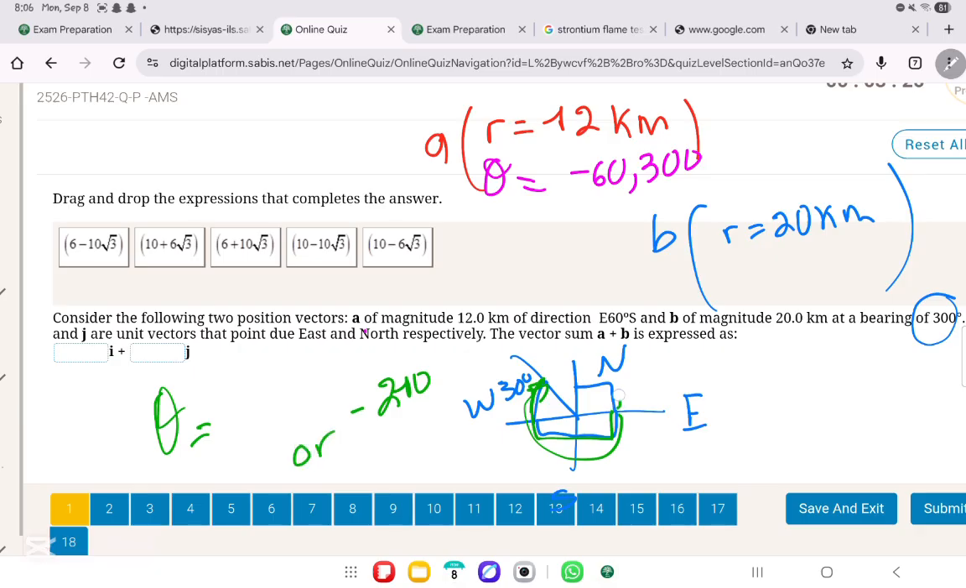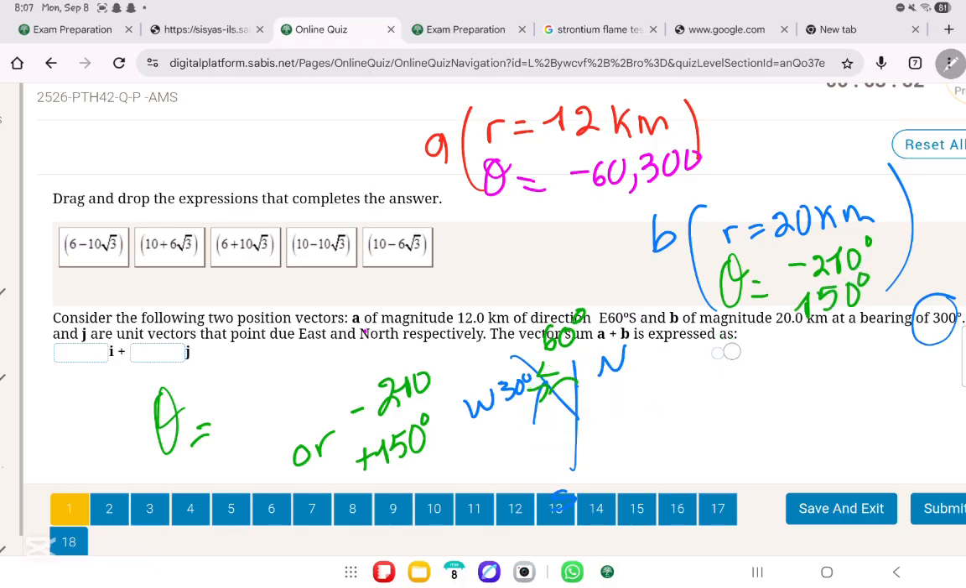Or you could do it like this, which is 90 plus 60 degrees. 90 plus 60 degrees is 150 degrees. And because it's going anti-clockwise or counterclockwise, you will give it a positive sign. So plus 150 degrees. So now we have the value of theta, which is minus 210 degrees or 150 degrees. So let's erase this.